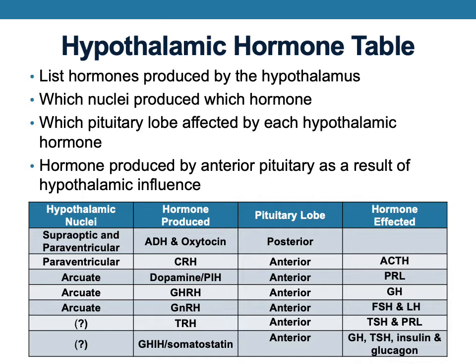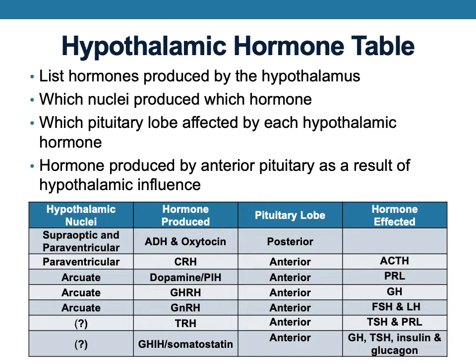Paraventricular nuclei produce corticotropin-releasing hormone, which stimulates the anterior pituitary to release adrenocorticotropic hormone. The arcuate nuclei produce prolactin inhibitory hormone, which is actually the same thing as dopamine, and it stimulates the anterior pituitary to inhibit the release of prolactin. The arcuate also produces growth hormone releasing hormone, which stimulates the anterior pituitary to release growth hormone.